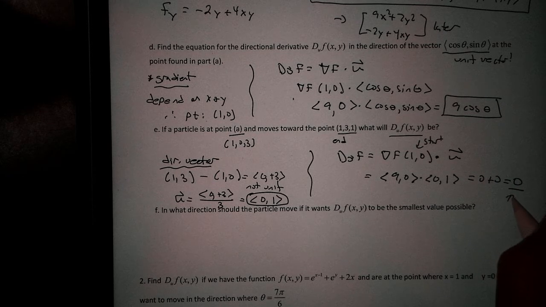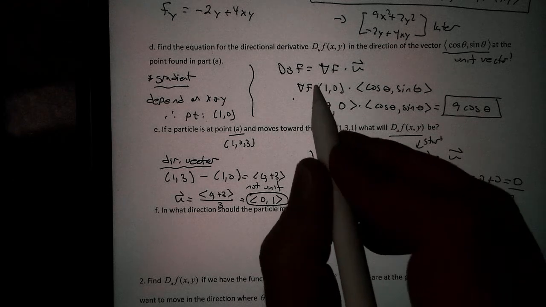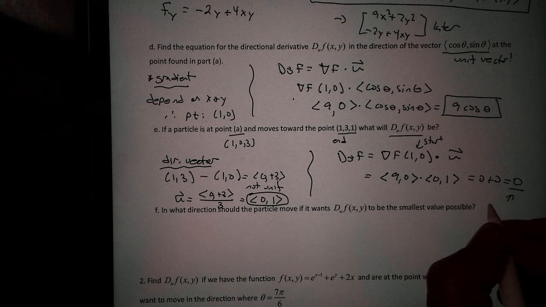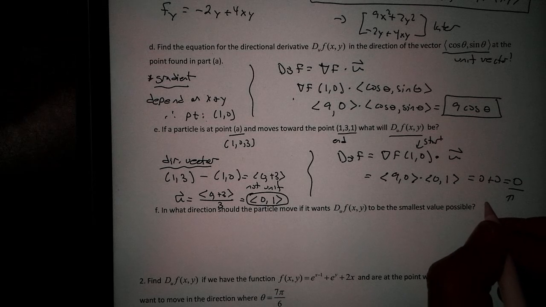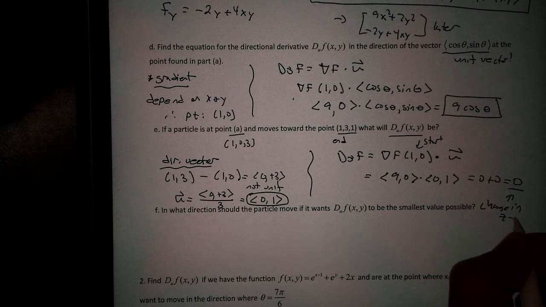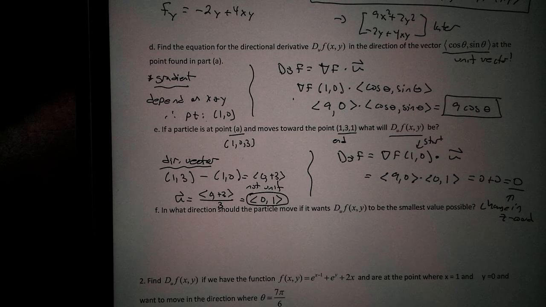Now remember, what that's telling us is at the point 1, 0, 3, there is no change in the z coordinate. It's flat, like horizontal. So this is telling me the change in the z coordinate right there at that point.